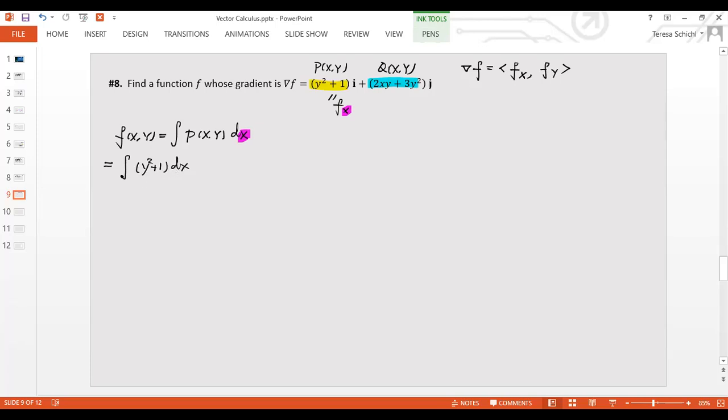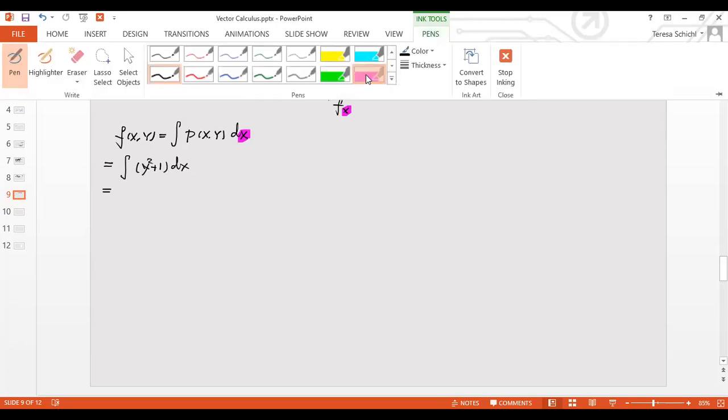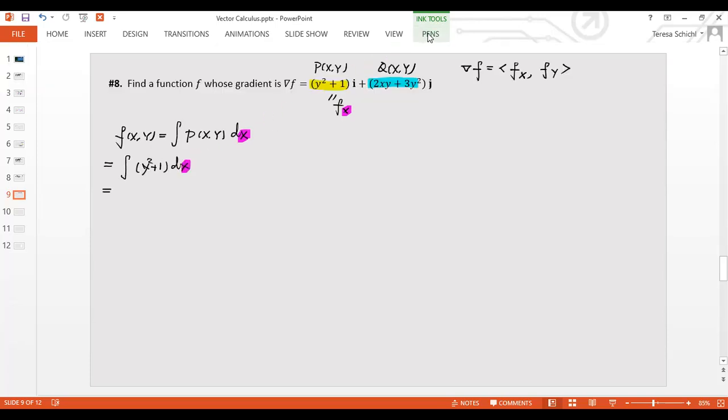So you just apply the typical antiderivative, because right now I'm integrating with respect to x. What is y? y is a constant. So I have y squared x plus x. And now I add a constant, because this function is f of x,y, so I add h of y. It's like the c when you do an indefinite integral antiderivative: you have c.